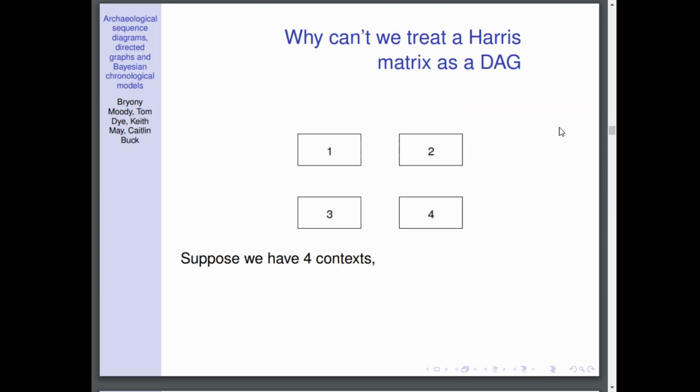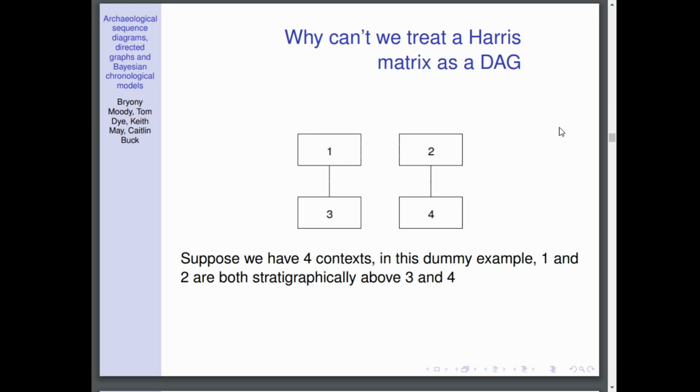It looks like one, it has nodes, it has edges. Well, suppose we have these four contexts, 1, 2, 3, and 4. And in this dummy example, I'm just supposing that 1 is above 3, 2 is above 4, 2 is above 3, and 1 is above 4. And then suppose I'm also saying that 1 and 2 were once whole contexts. So why is this not a DAG?